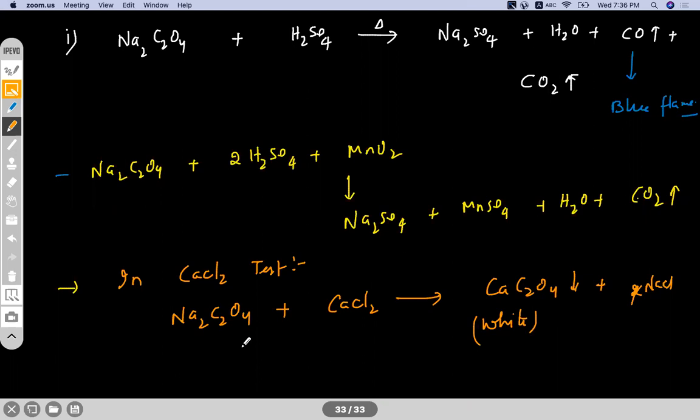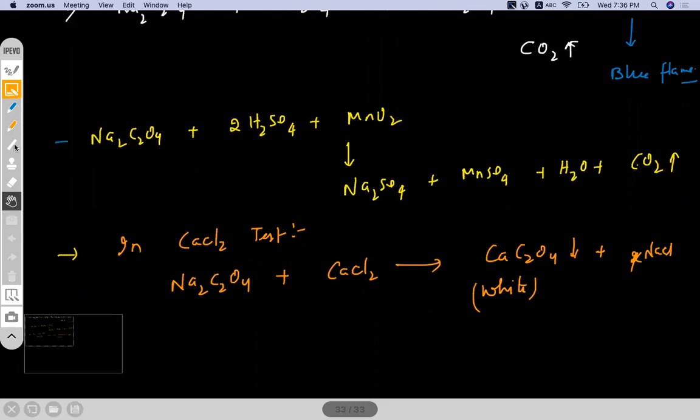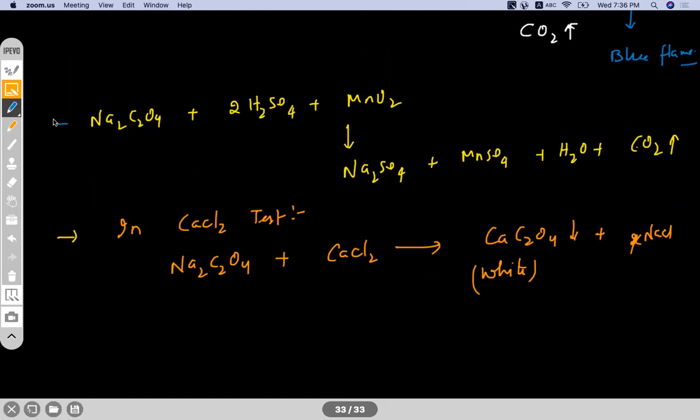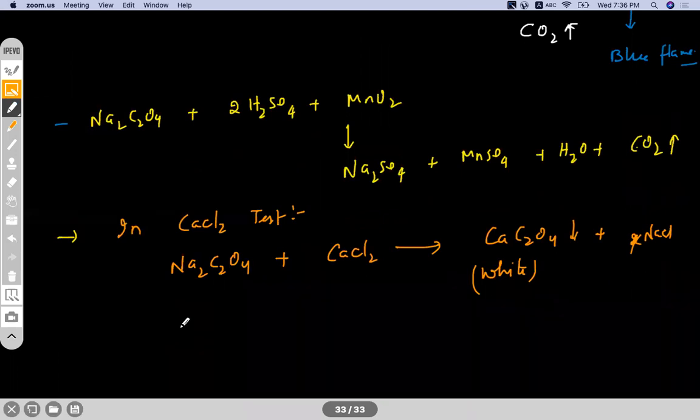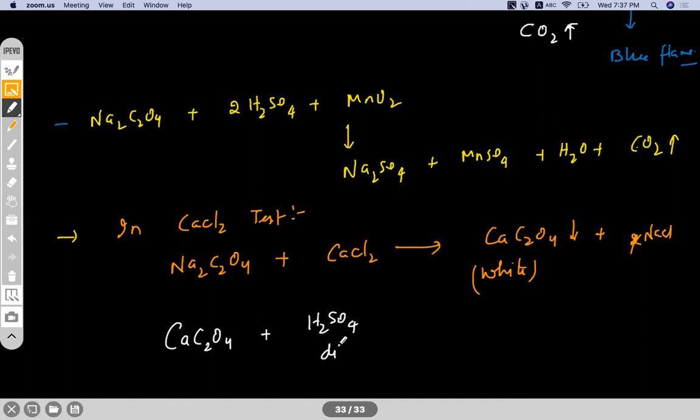Further, if you add dilute H2SO4 to this, then CaC2O4 plus dilute H2SO4 gives CaSO4 plus H2C2O4, which is a soluble compound, oxalic acid.